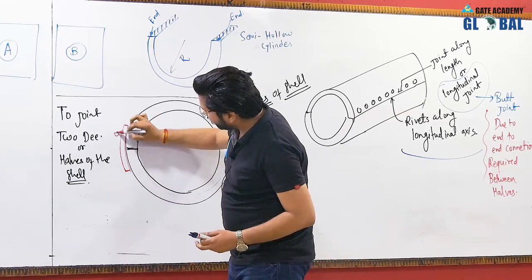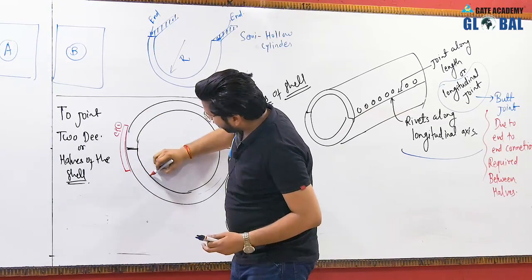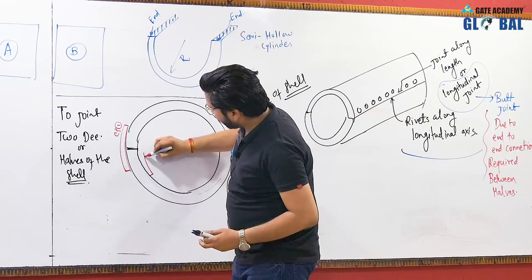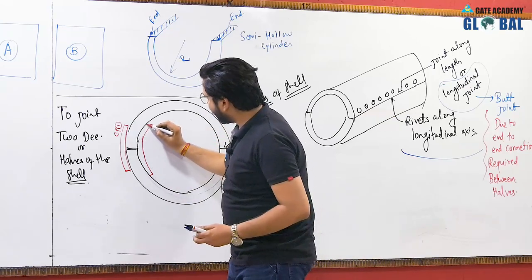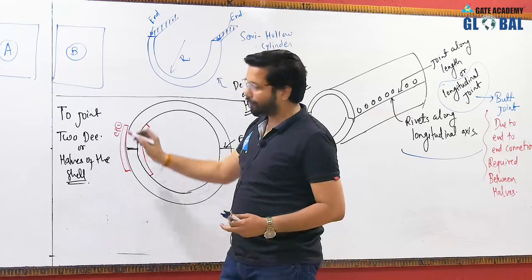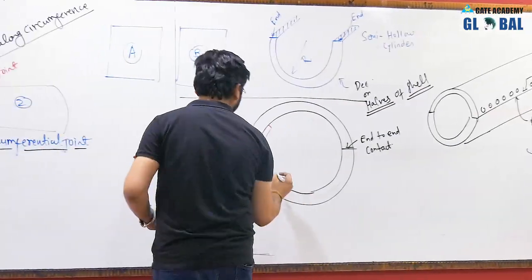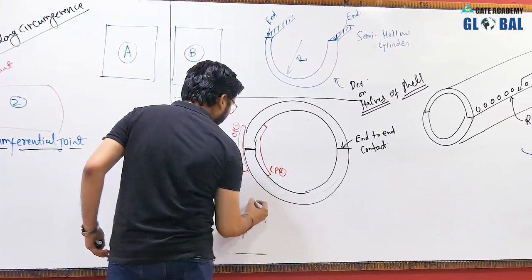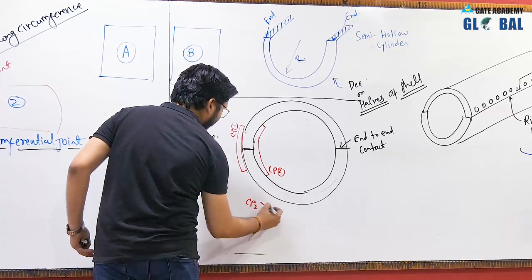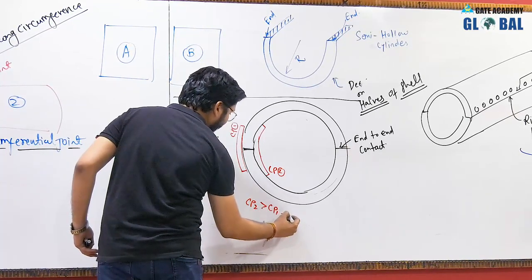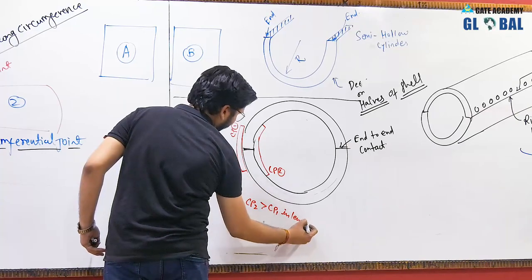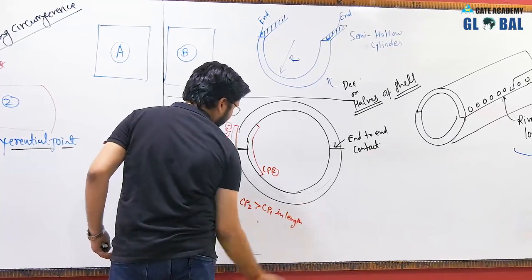This is a cover plate CP1, and here we'll have another cover plate, CP2. The cover plate on the inner surface will be longer than the cover plate on the outer surface. So CP2 is higher than CP1 in length, you can see.